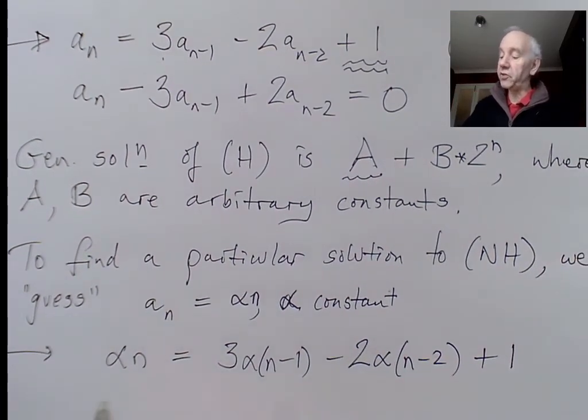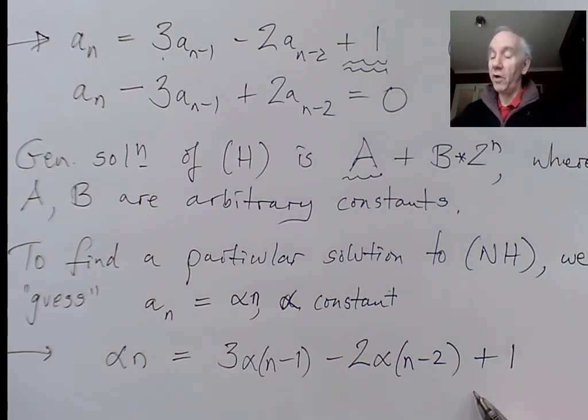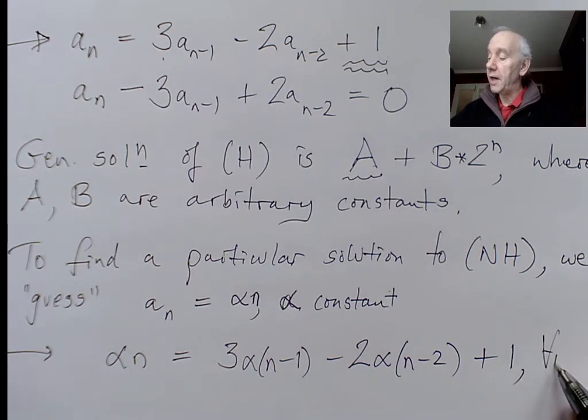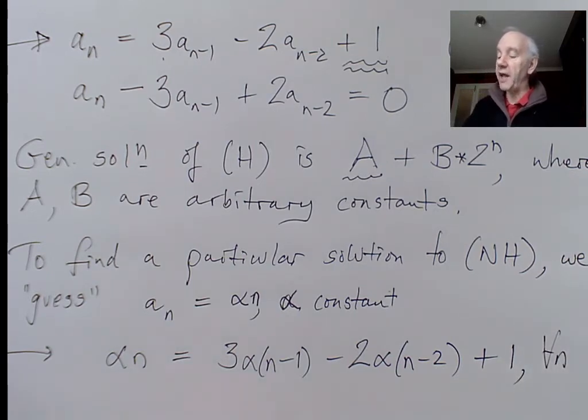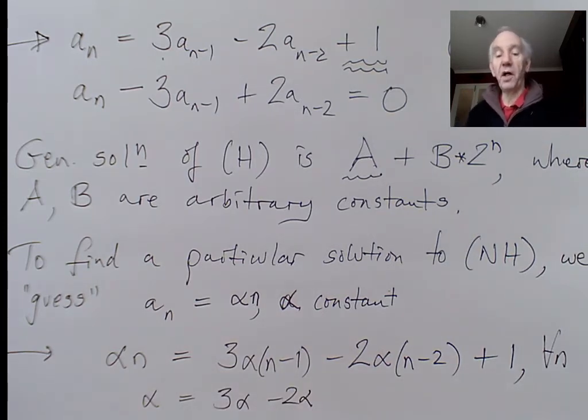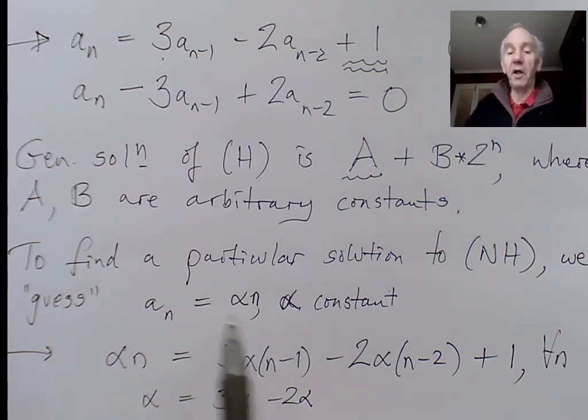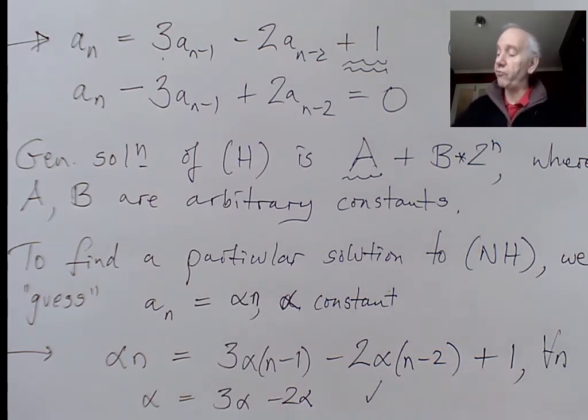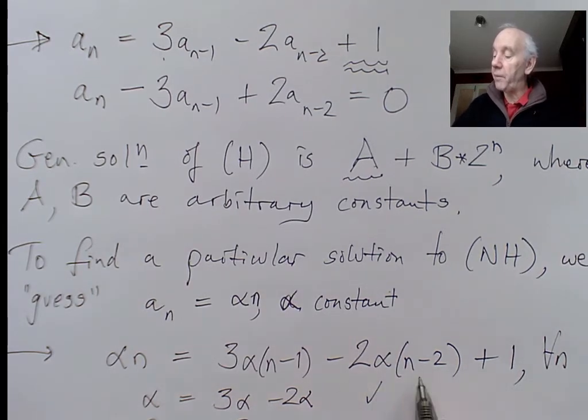Well, the coefficients, because we've got an equation like this that has to be true for all n. If you look at the coefficients of n, you'll have alpha is equal to 3 alpha minus 2 alpha. Well, that's always going to be true. That's really why we had to multiply by n. So that's already true. And then we look at the constant terms. We have minus 3 alpha plus 4 alpha plus 1.